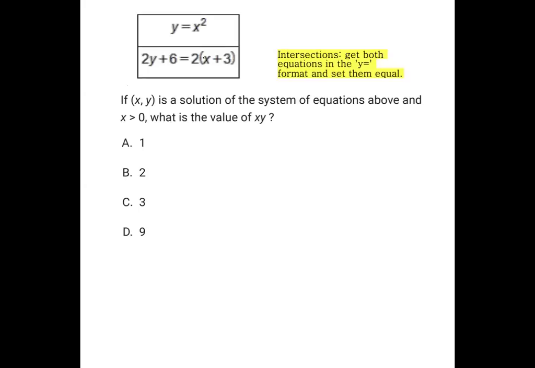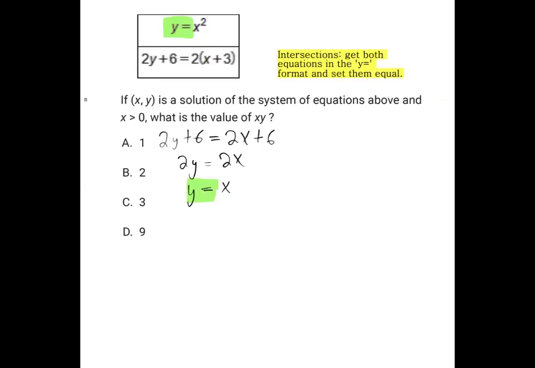So we can distribute the 2 here. 2y plus 6 equals 2x plus 6. We can take away 6 from both sides. 2y equals 2x, and then divide by 2, and y equals x. So now we have y equals x squared, and y equals x.